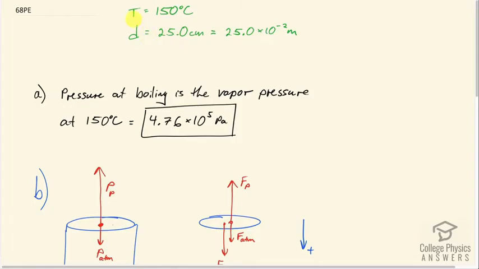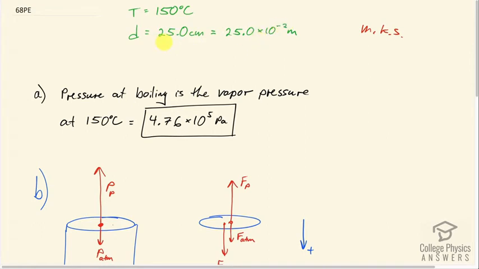We want to use a pressure cooker that has water boiling at 150 degrees Celsius. And the diameter of the lid of the pressure cooker, we're told, is 25 centimeters. And as usual, when we're writing down the stuff that we know, we'll do our unit conversions. We want to convert this into meters in order to have meters, kilograms, seconds, MKS units. And the prefix centi means multiply by 10 to the minus 2.